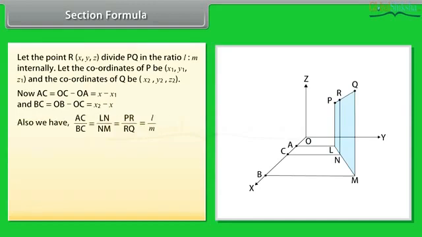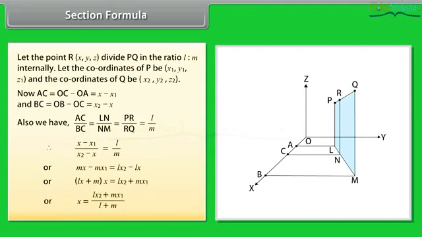Also, we have AC by BC is equal to LN by NM is equal to PR by RQ is equal to l by m. Therefore, (x minus x1) by (x2 minus x) is equal to l by m. On solving, we get x is equal to (l x2 plus m x1) divided by (l plus m).